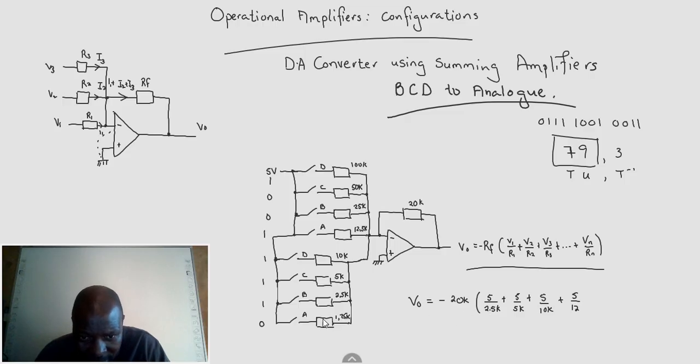Okay, I skipped the order. That one was 0. 12,5 kilo plus that one is 0, so 0 plus 0 plus that one there, which is 5 volt over 100K. So here, what do we have?